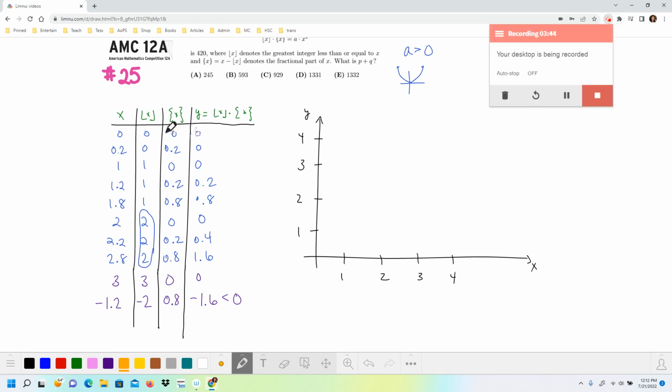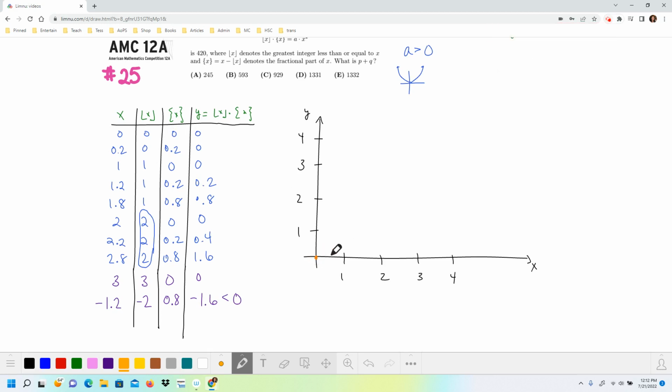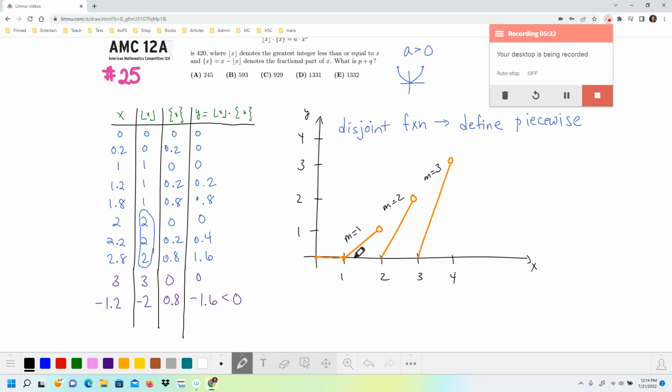Let's graph this function. On the interval between 0 and 1, our y-coordinate is 0, so it looks like this. On the interval between 1 and 2, our y-coordinate goes from 0 to 1. So we have a straight line segment with a slope of 1. On the interval from 2 to 3, we have a straight line segment from 0 to 2 with a slope of 2. On the interval between 3 and 4, we have a straight line segment that goes from 0 to y equals 3, and this has a slope of 3. We have a disjointed function, so we can define it piecewise.